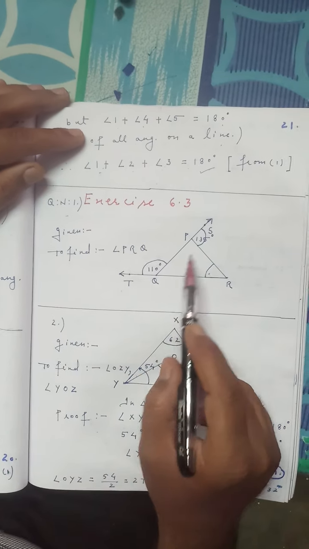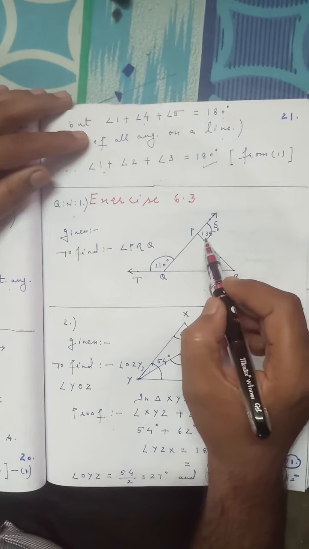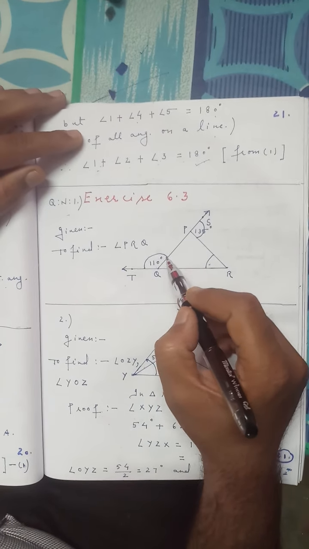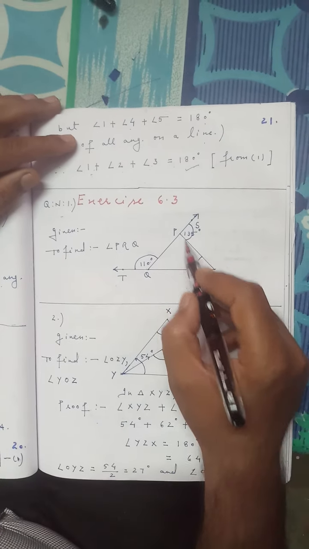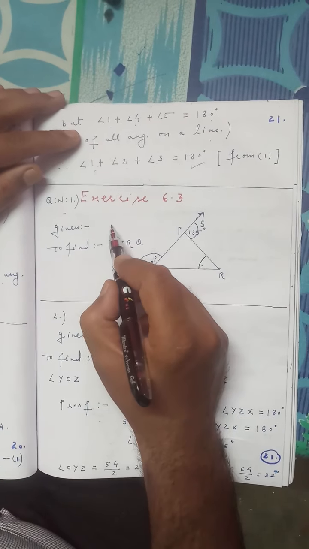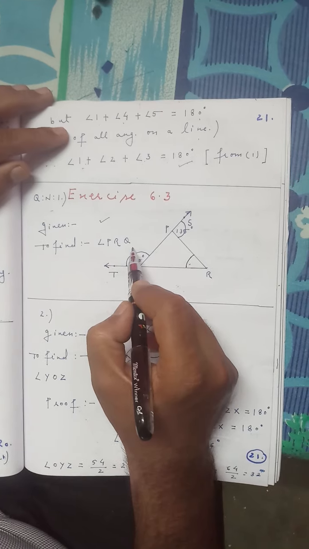Angle SPR is given as 135 degrees. Exterior angle PQT is given as 110 degrees. We want to find angle PRQ. Students, you write given and to find yourself: we want to find angle PRQ.